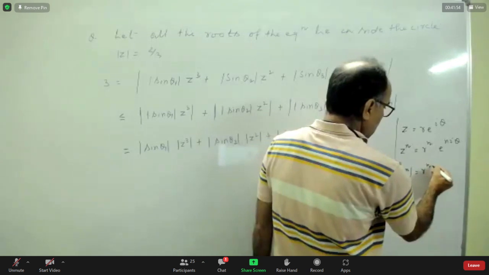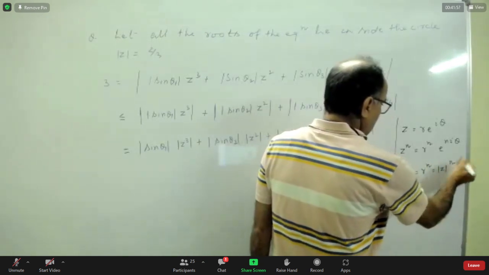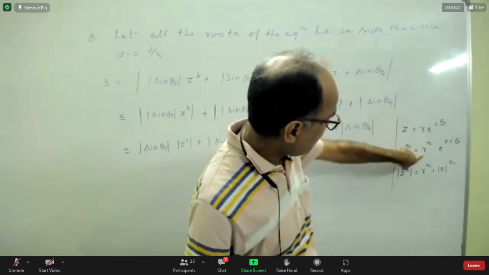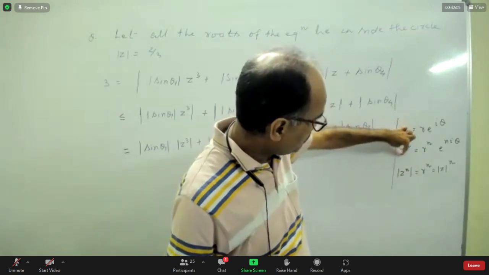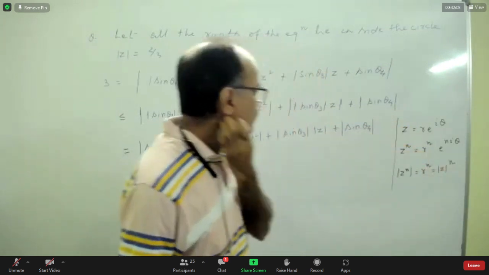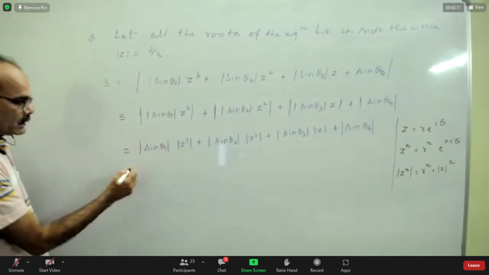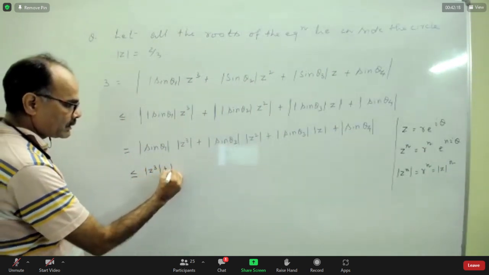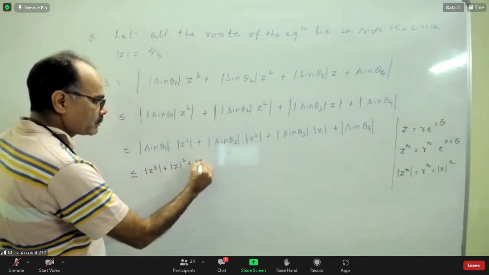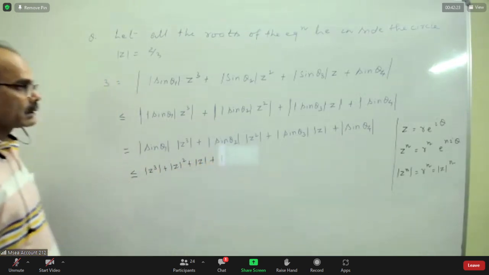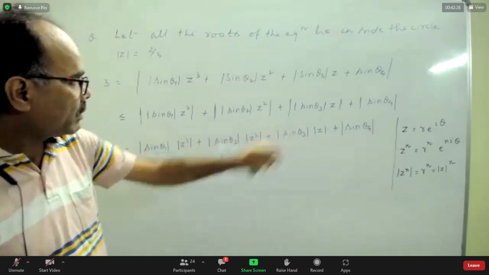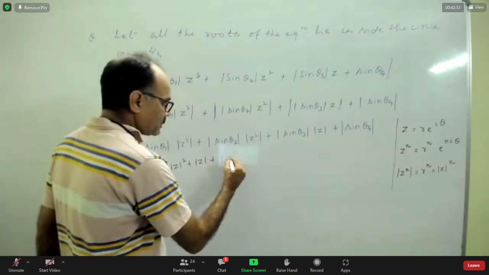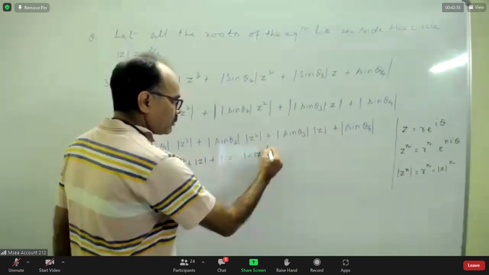Equal to r to the power n into mod z to the power n. Magnitude of this complex number is r to the power n. Now taking the upper limit of all these sin thetas, mod z cube plus mod z square plus mod z plus 1. I have taken the upper limit of all sin thetas, 1 maximum value. And this equals 1 minus mod z to the power 4 by 1 minus mod z.